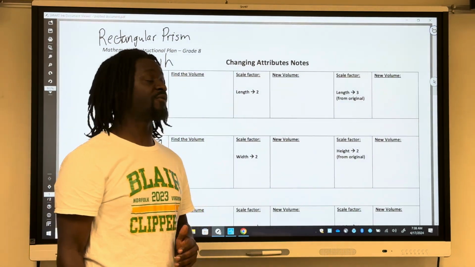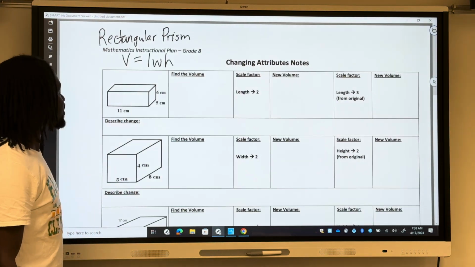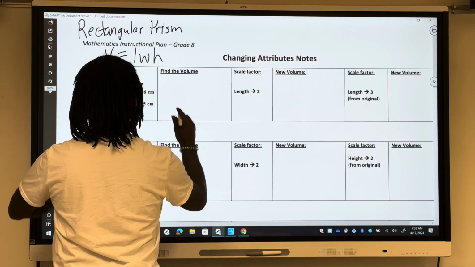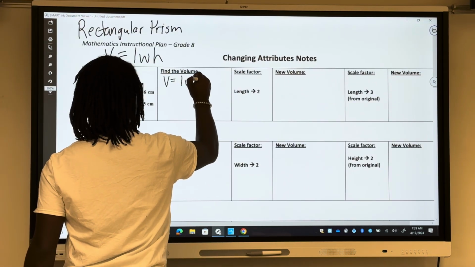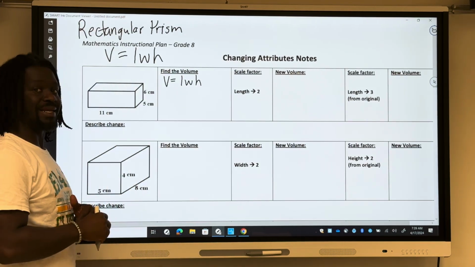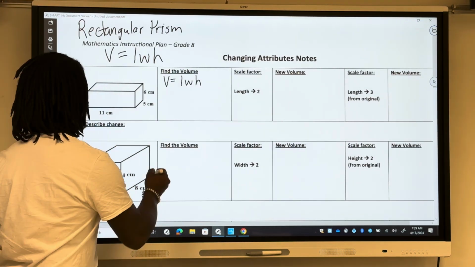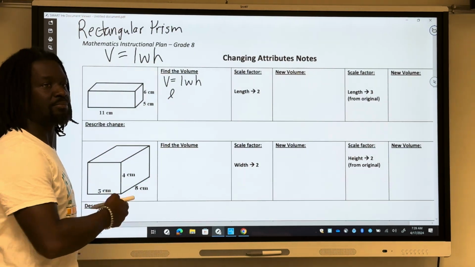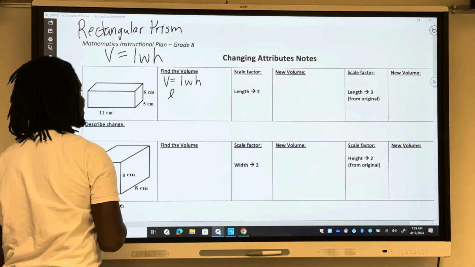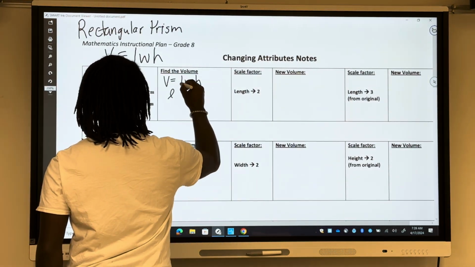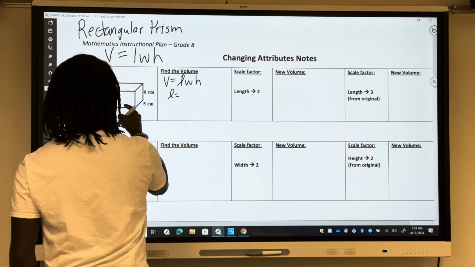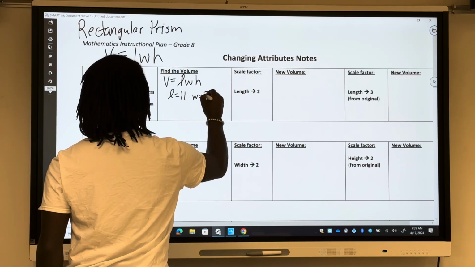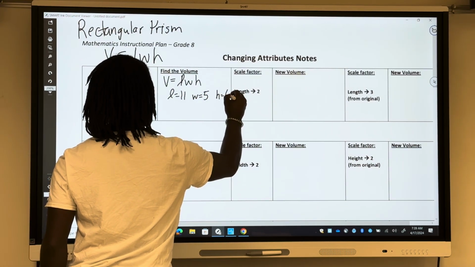And so I'm going to start by finding the volume of this rectangular prism. I always want to start by writing the formula, length times width times height, okay? And now I'm going to identify what each of my dimensions are. So my length, and this is an L, I just like to write my L's in cursive so that you're not mistaking it as a 1, okay? So my length is 11, my width is 5, and my height is 6, okay?